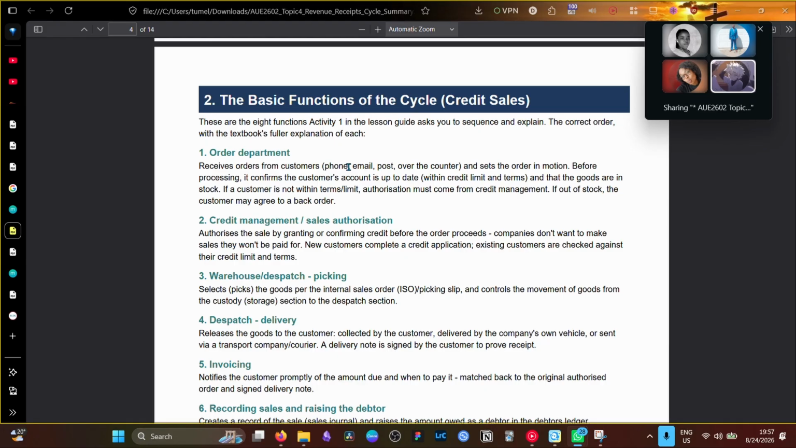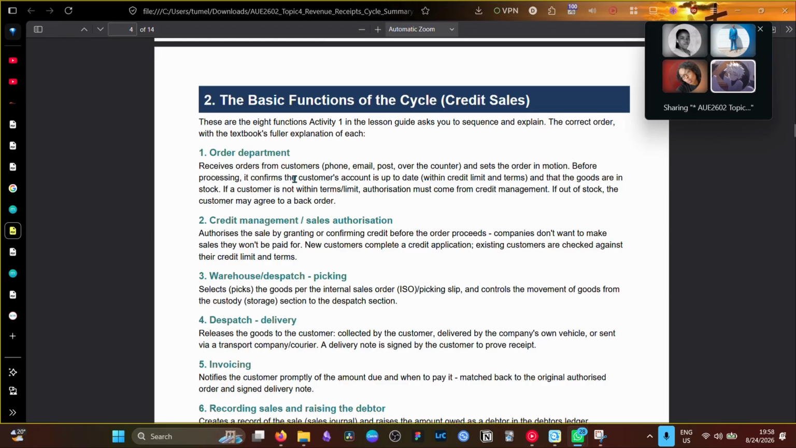There's email. Email can be like maybe you bought online, when you get an email of that confirmation that you bought online, which is something we're going to look at here actually. And then it could be by post and then over the counter. So over the counter is like in person. So the order department receives orders from customers and sets the order in motion.